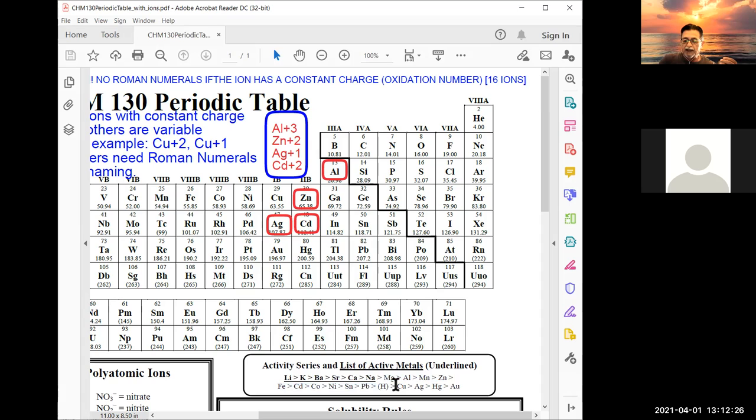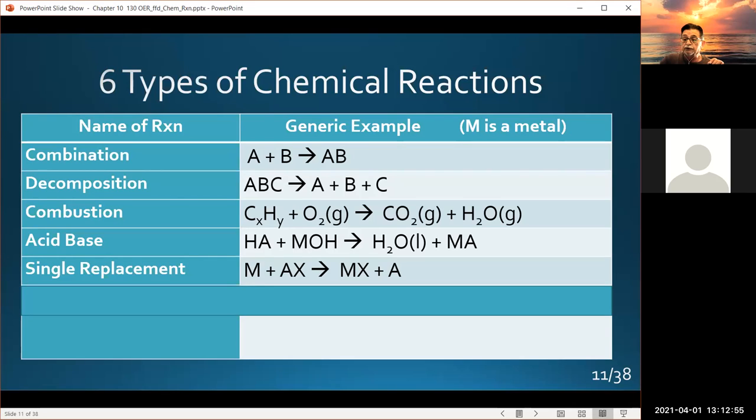And then past water, past hydrogen, you've got copper, silver, mercury, and gold. Those metals are extremely unreactive. And yes, we can get them to react, but they take very vigorous acidic conditions. So using the activity series will allow us to predict whether a single replacement reaction will occur.